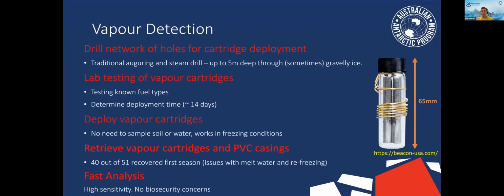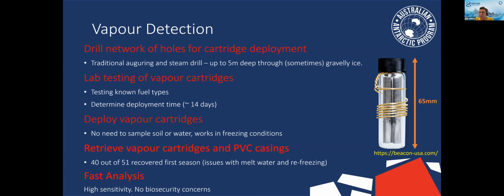And that's where we decided to try a different technique to what we normally do. Often it's about soil or water sampling, but here we're talking about using vapor sampling. So we're talking about deploying vapor cartridges. They're like a sticky fly trap that pick up the hydrocarbons that are volatile. It was challenging for the team to deploy these. So they deployed 51 of these in the first season, and we only recovered 40 in the initial time frame, which is about a 14-day deployment.